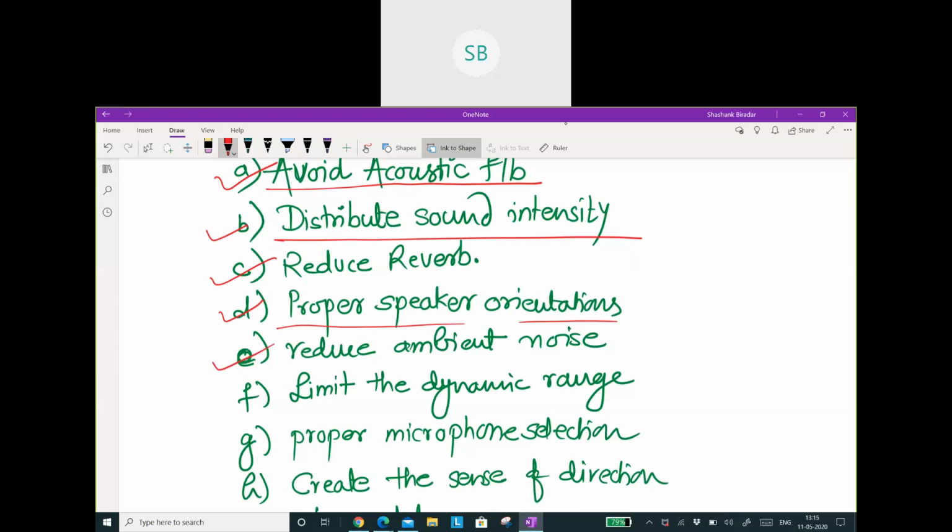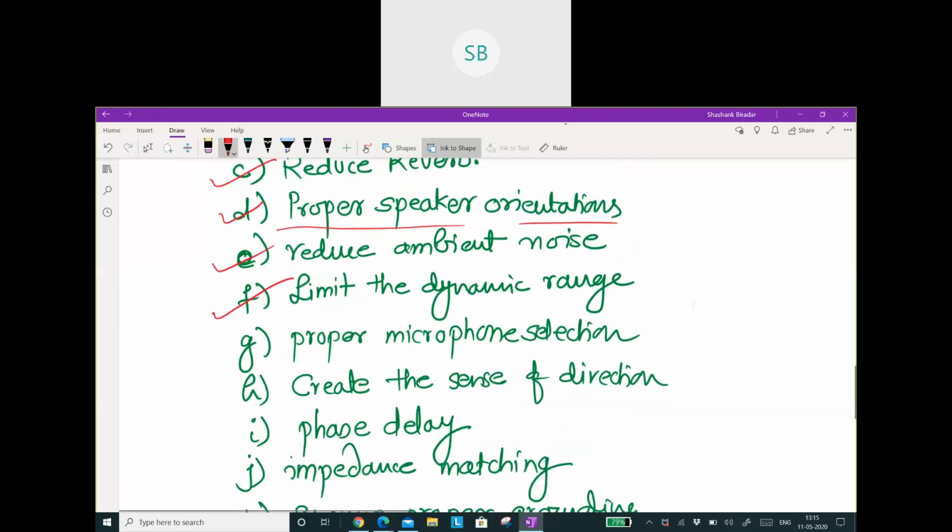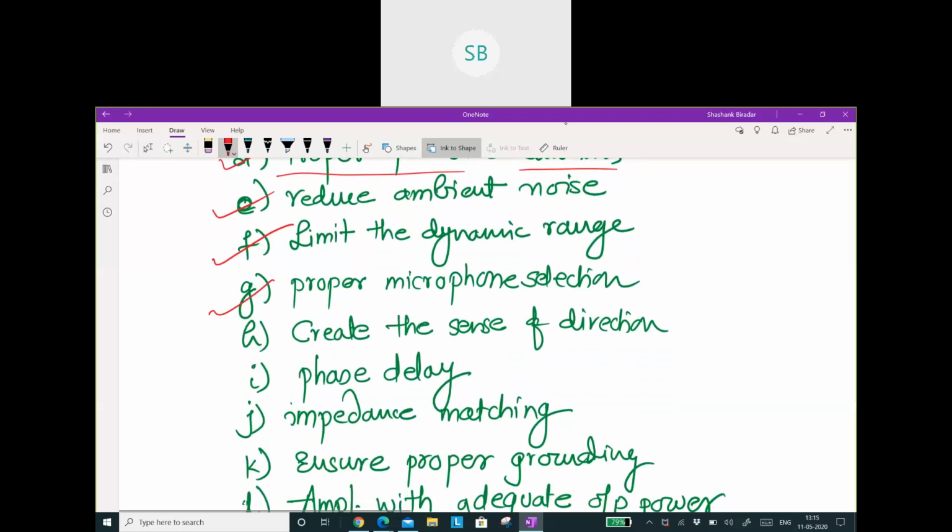Then limit the dynamic range. The amplifier of the PA system has a limiter circuit which keeps the output level constant even when the input level is higher than a certain predetermined value. This is essential for overcoming certain drawbacks of the speaker, such as shouting or talking with the mouth too close to the microphone. Understood? Okay.